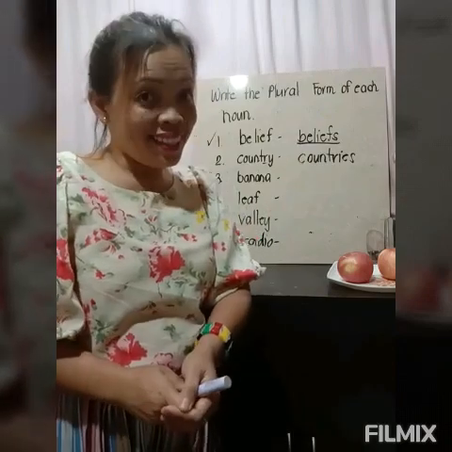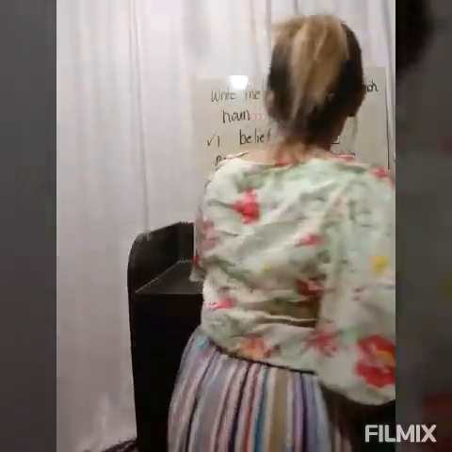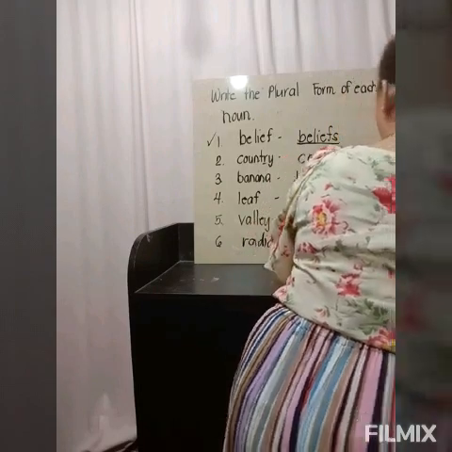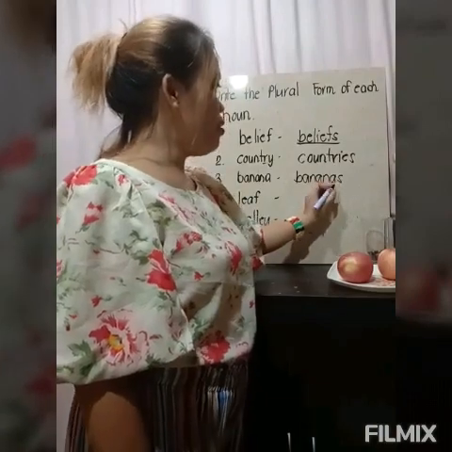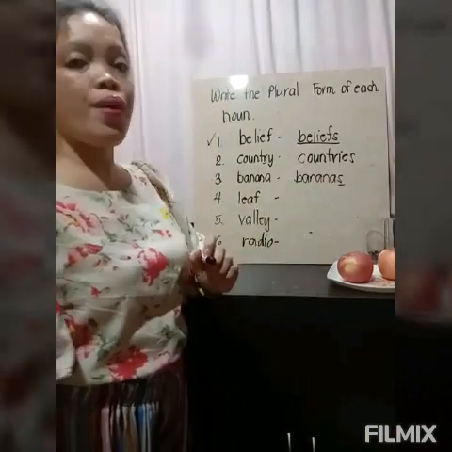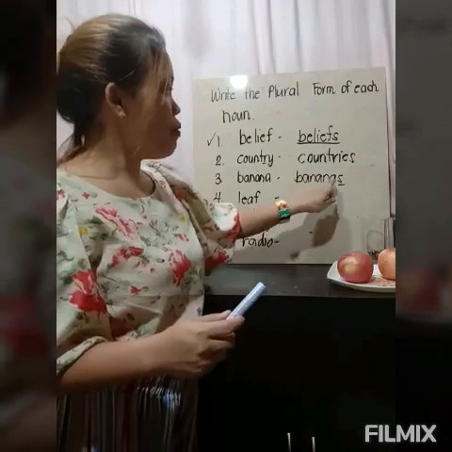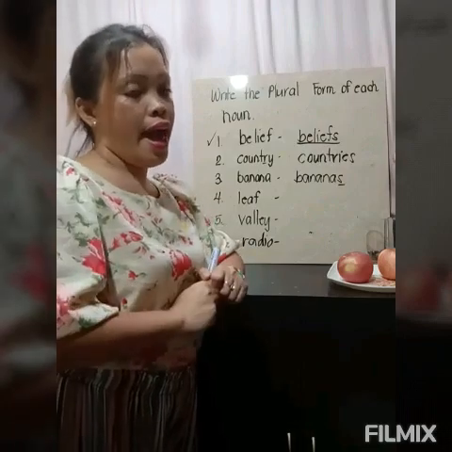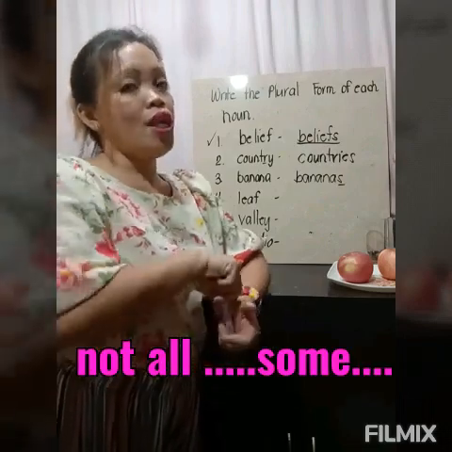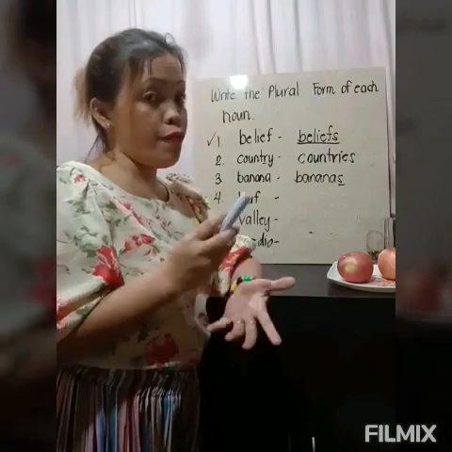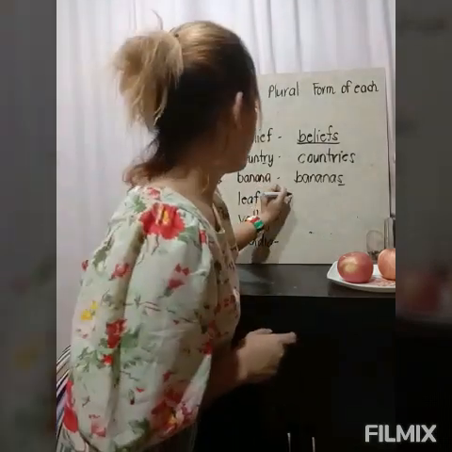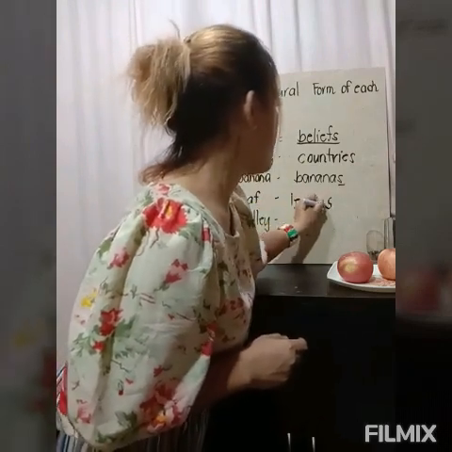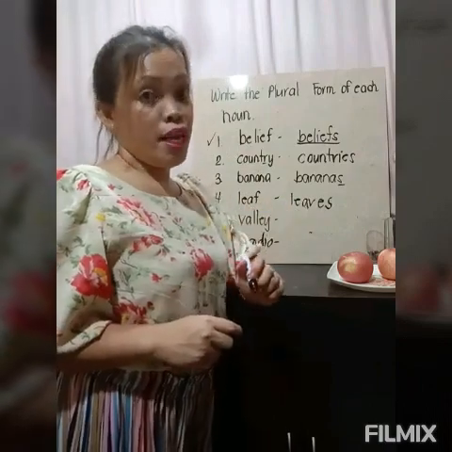Next, we have number 3, banana. Simply add s, that's bananas. Right. Next, we have leaf. Nouns ending in f, you change f to v and add es. From leaf, that will become leaves.